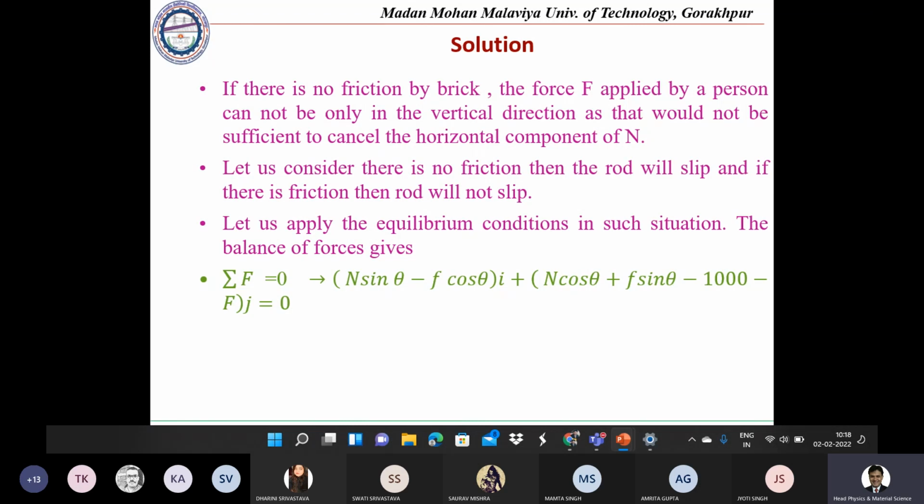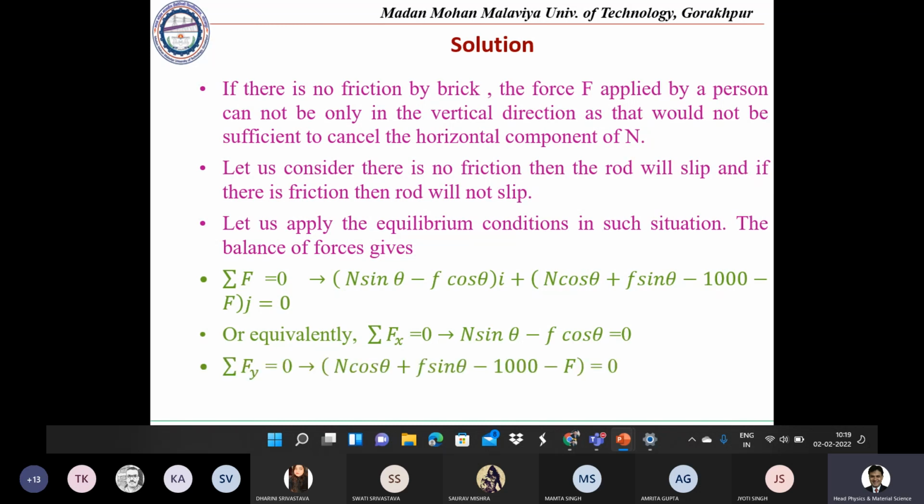Similarly, we will talk about the N cos theta plus F sin theta, जो नीचे की तरफ, और ये N cos theta ऊपर की तरफ लग रहा था, और ये 100 न्यूटन का जो फोर्स है वो वेट ऑफ द बॉडी है वो नीचे की तरफ है, इसलिए माइनस साइन है, और F हम नीचे की तरफ लगा रहे हैं, that is minus F in the j direction, that is in the y direction, that all will be equal to 0. तो according to the principle we have already discussed, the summation over x direction and y direction individually will be equal to 0.